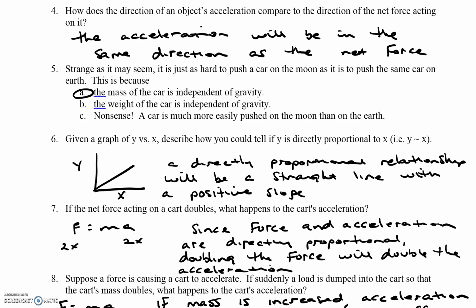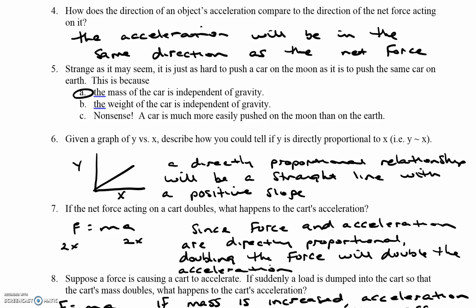Number 6 says, given a graph of y versus x, describe how you could tell if y is directly proportional to x. And this is like the graphs that we did in this chapter and in previous chapters. So if we draw a real simple graph, we've got y on our vertical axis, we've got x on our horizontal axis. If we're looking at a direct proportional relationship, we're going to see a straight line that has a positive slope. Like when we were looking at our velocity versus time graphs for a constant acceleration.